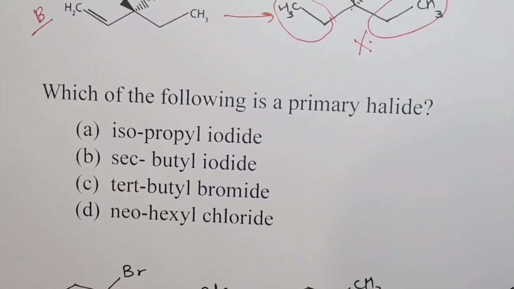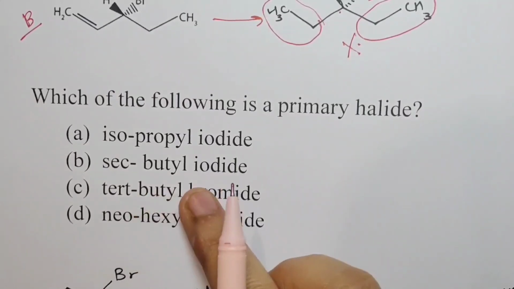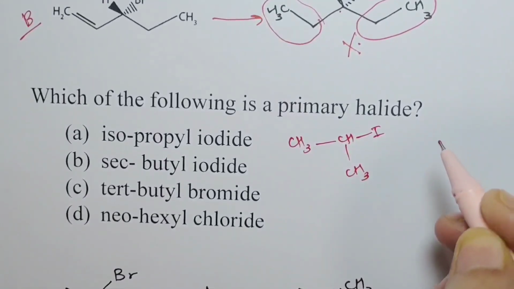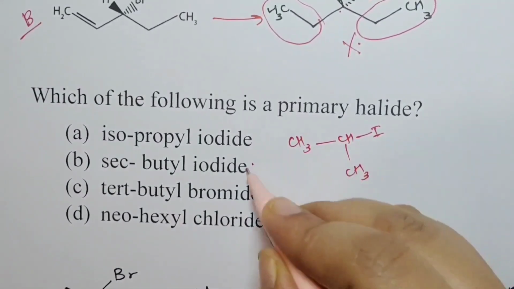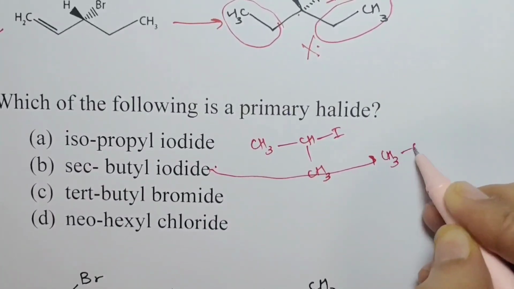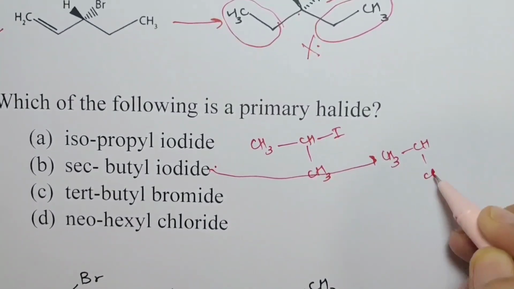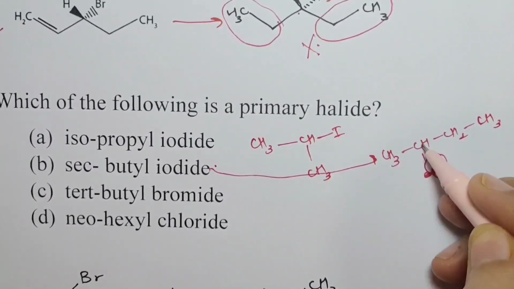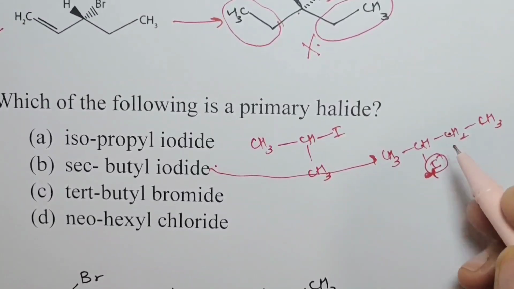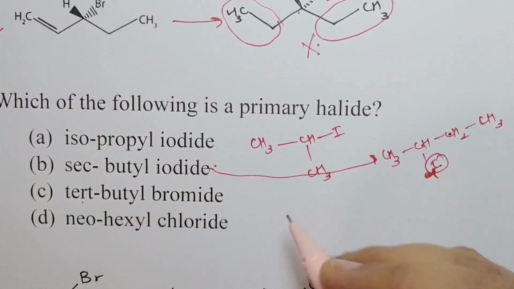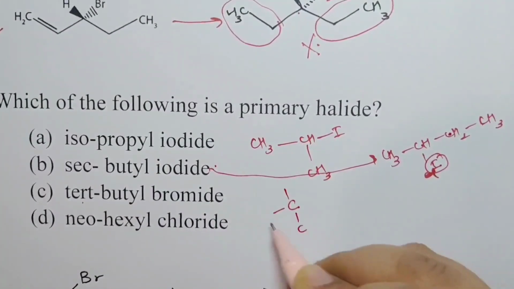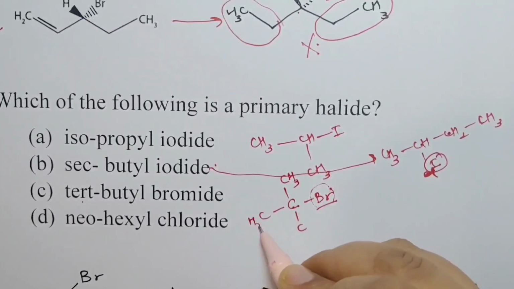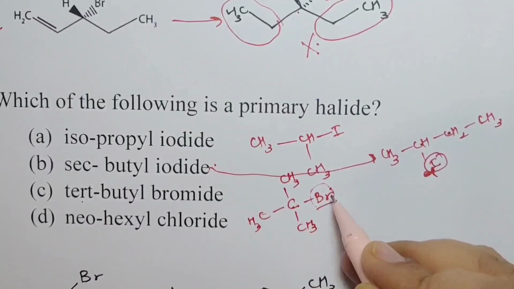Moving on. Which one of the following is a primary halide? Isopropyl iodide. Let's make the structure. This is isopropyl iodide. Secondary butyl iodide would be CH3, CH, iodine, and then CH2, and then CH3. Okay, this is secondary because the carbon that it's attached to is attached to 2 other carbons. So this is your secondary butyl iodide. Tertiary butyl bromide, carbon attached to 3 different carbons. So the bromine atom is attached to a carbon which is attached to 3 other carbon atoms. This is your tertiary butyl bromide.